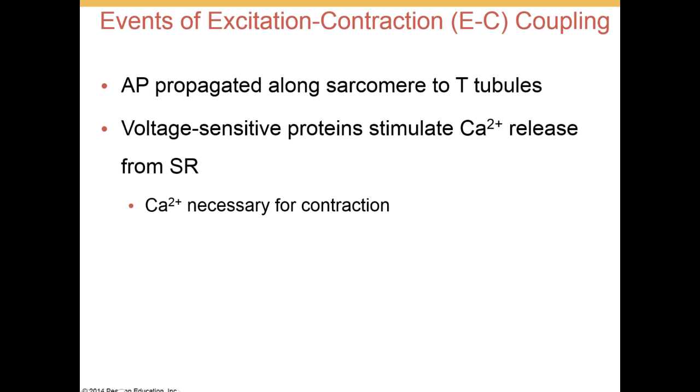So there are several events. The action potential spreads along the sarcolemma to the T tubules. Voltage-sensitive proteins on the sarcoplasmic reticulum will detect the change in voltage. Now remember, those T tubules were laying right alongside sarcoplasmic reticulum. So the sarcoplasmic reticulum would easily be able to detect the change in voltage. And that's going to stimulate the sarcoplasmic reticulum to release calcium. And calcium is the trigger for contraction.